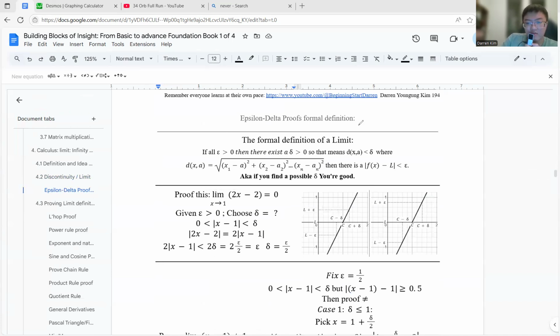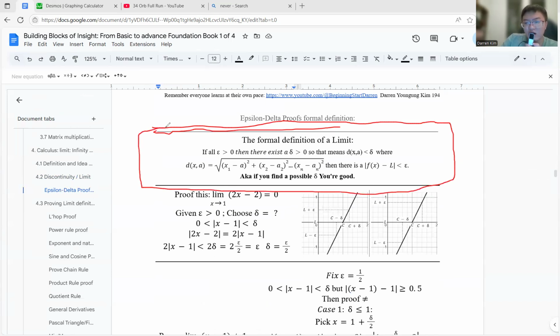Anyway, the formal definition of limit is this over here. This is the formal definition. This is like the boss level, and there are a few limits that I should explain. Okay, I'm going to go back there.